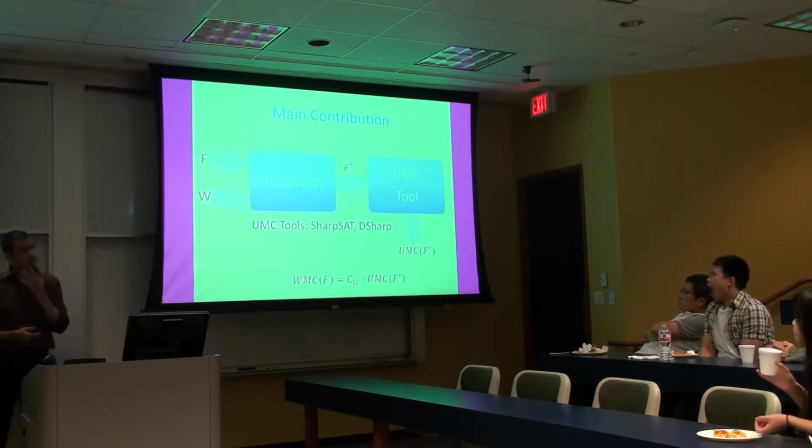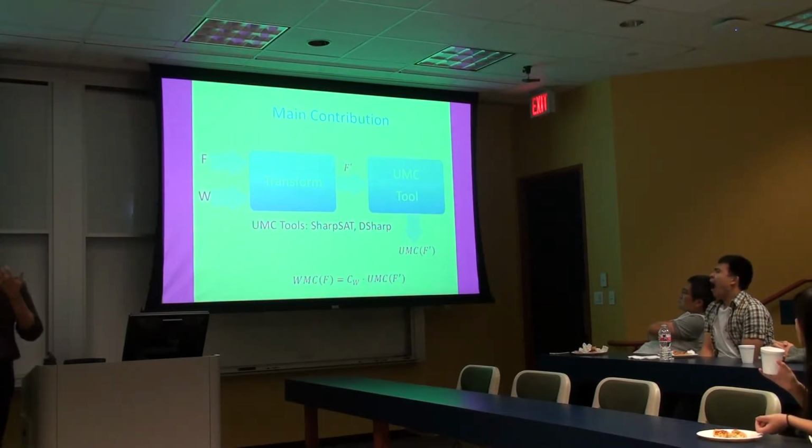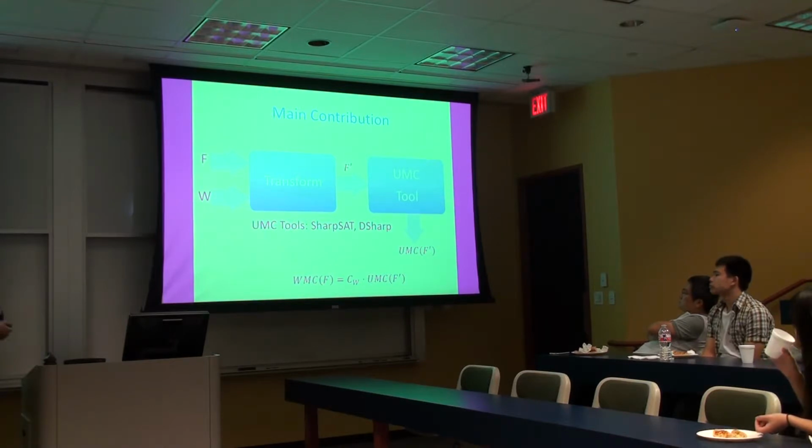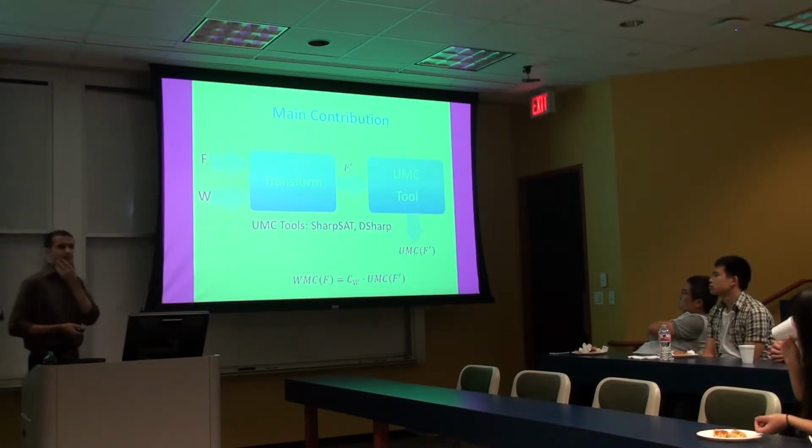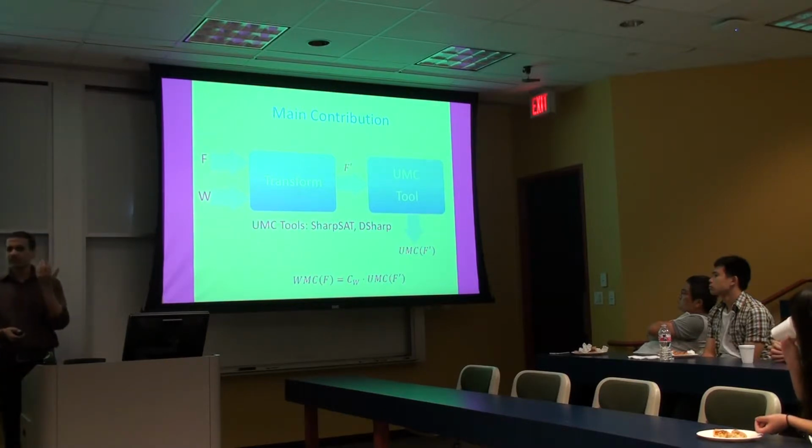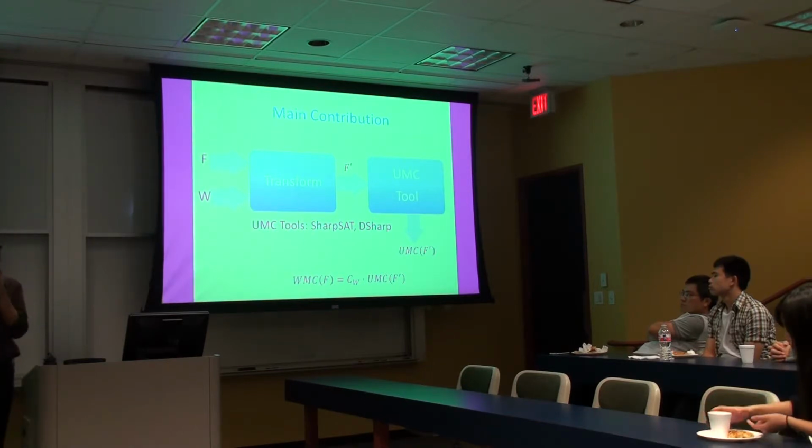So in this work, our focus is to circumvent this and do something so that we can use all the progress that happens on UMC. UMC is a clean problem, so people like to work on it, and WMC is a useful problem, so we want to solve the useful problem by using people's interest in the clean problem.